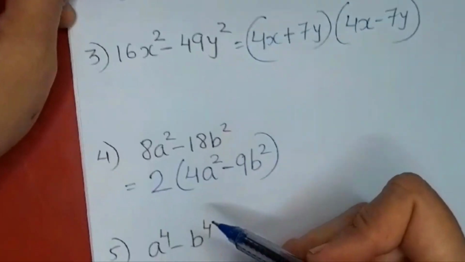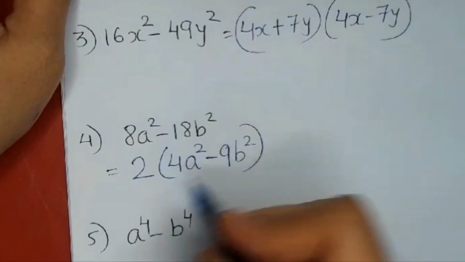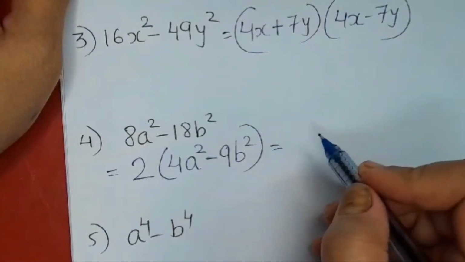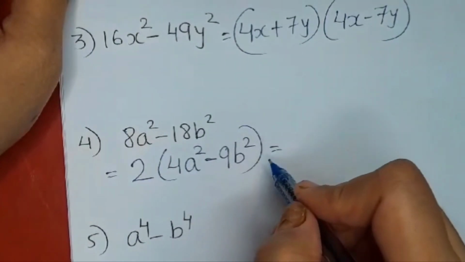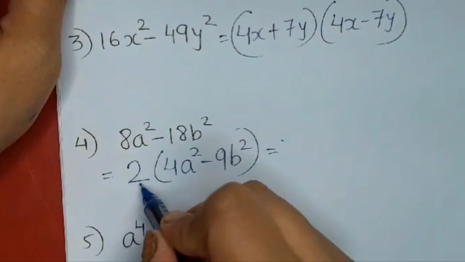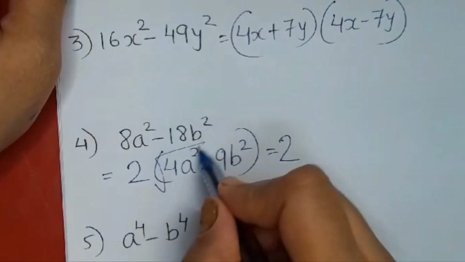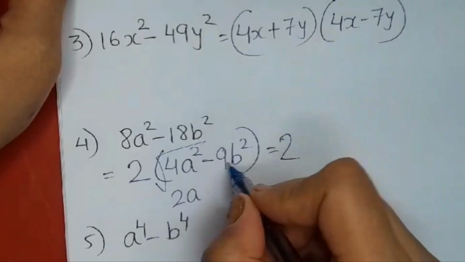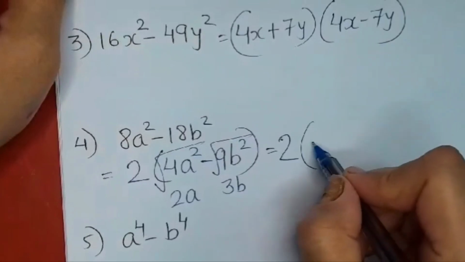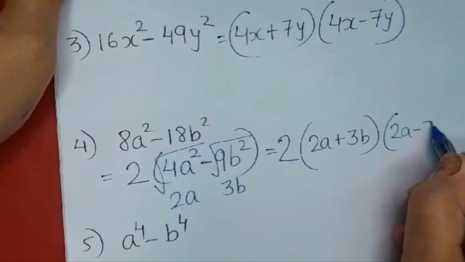Now here we see that again this 4a square minus 9b square is in the form of difference of two perfect squares. So we have to further factorize it by taking their square root and then placing their sum and difference. So here the 2 remains as it is, and the square root of 4a square is 2a and of 9b square is 3b. So here we have to write in the form of sum. So 2a plus 3b and 2a minus 3b.